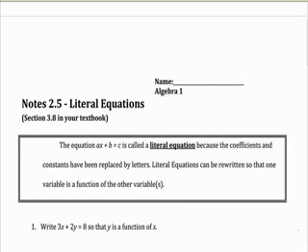So for example, the equation ax plus b equals c is a literal equation because the coefficients and constants have been replaced by letters. Literal equations can be rewritten so that one variable is a function of another variable. And that word function just means solved for. Okay? So when I say so that y is a function of x, we're going to solve for y. And our answer will be in terms of x.